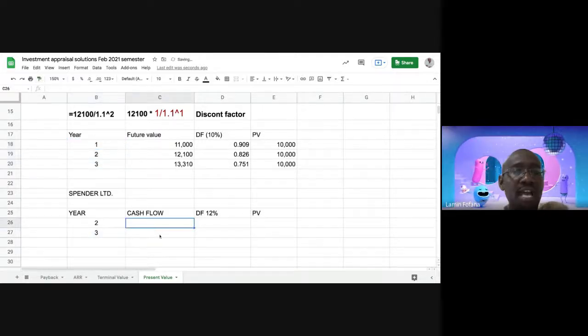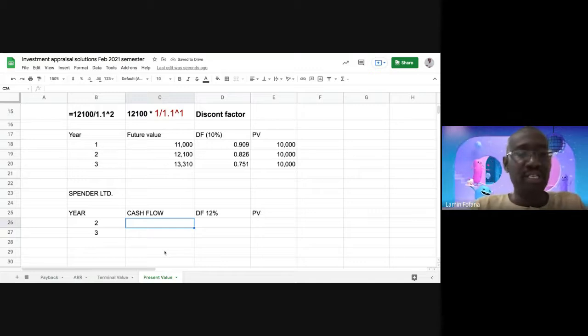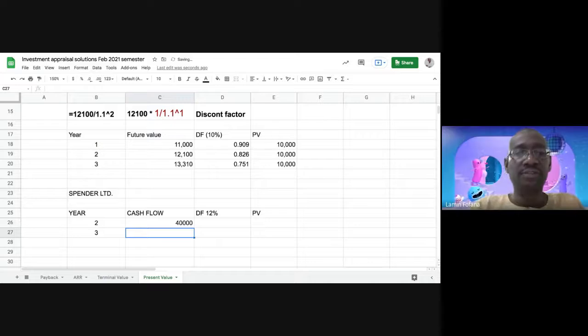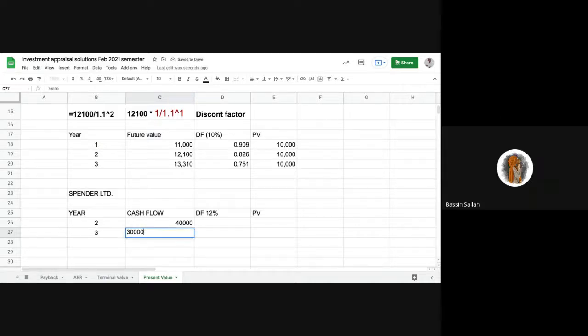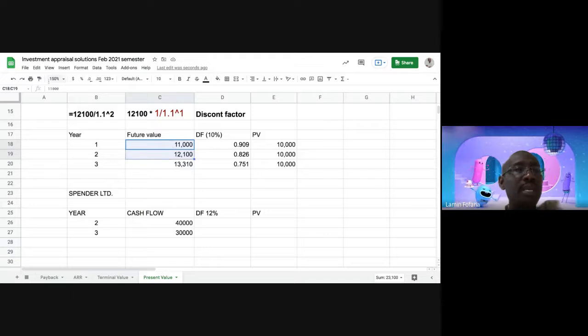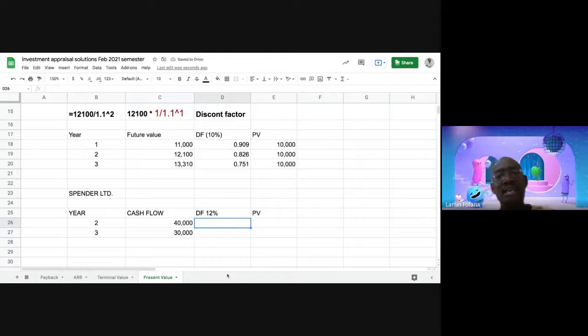Give me the cash flows, please. For year 2, what's the cash flow? 40,000. And year 3, what's the cash flow? 30,000. Okay, so now we need to calculate our DF, our discount factor for 12%.